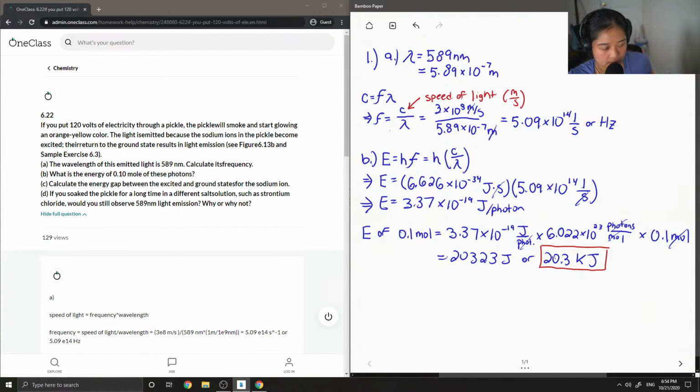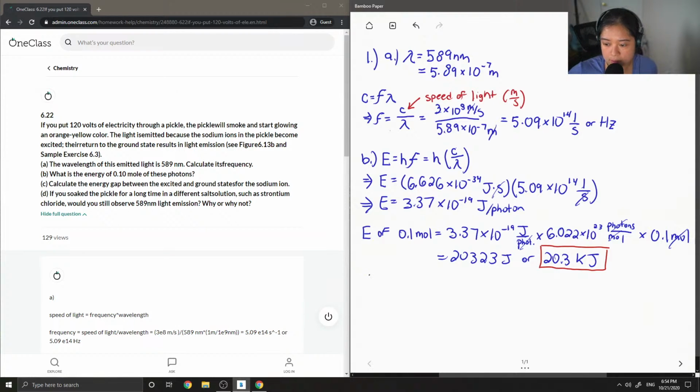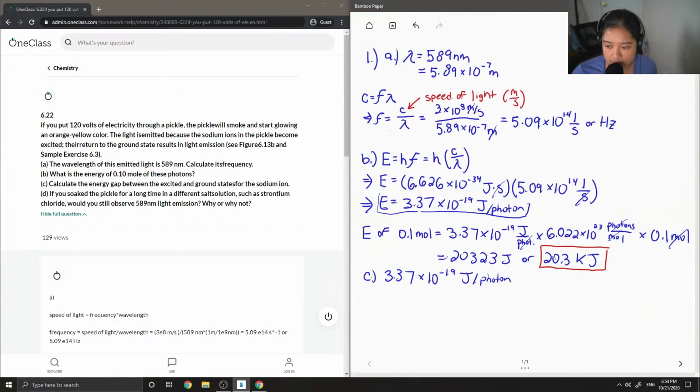Okay, now for C. Calculate the energy gap between the excited and ground states for the sodium ion. So this is actually our answer that we got here, which is the 3.37 times 10 to the negative 19 joules per photon. So this is the energy gap between the excited state and the ground state for the sodium ion.